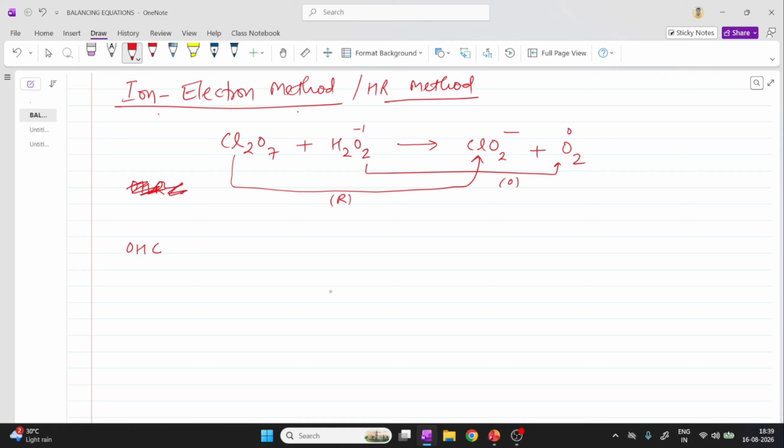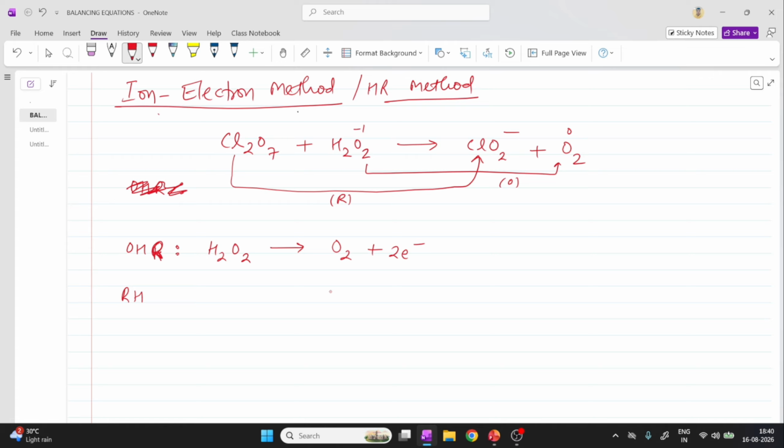So the oxidation half reaction: H2O2 is undergoing oxidation, from -1 to 0. So H2O2 is becoming O2. That means in H2O2 there is -1 charge on each oxygen and 2 oxygen atoms are there, so -2 to 0. That means there must be a release of 2 electrons.